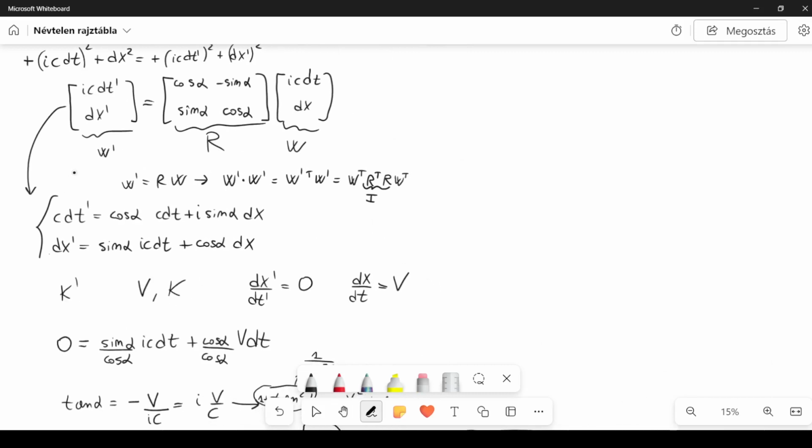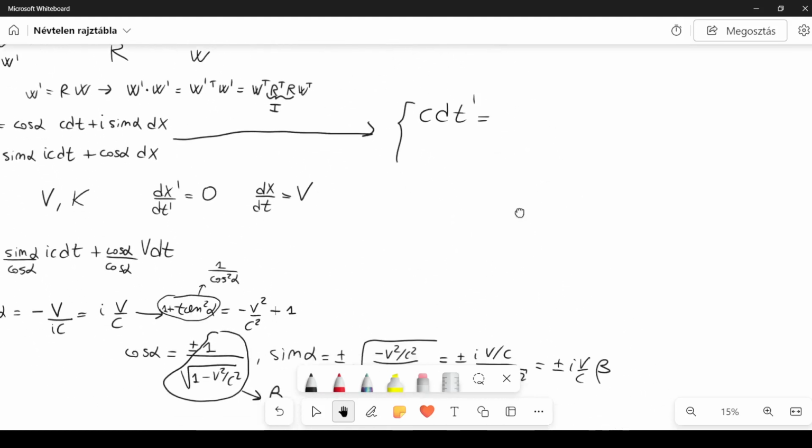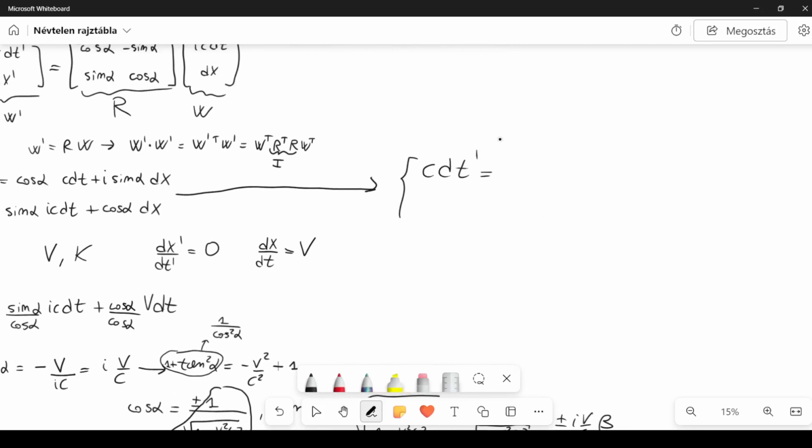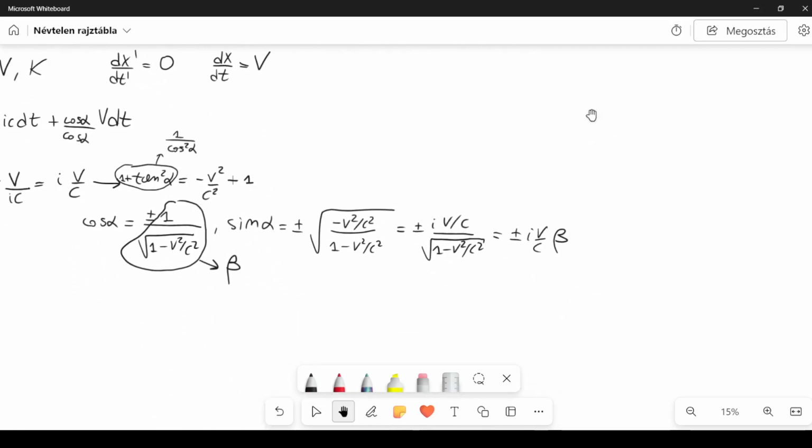Now, if we go back to these equations for a generic object, we can write this as c dt prime equal to, now the cosine of alpha, we said that it's plus or minus beta. So we have plus or minus beta, and then we have c dt, and then we have an I. So you can see that when we multiply sine alpha by I, this is going to be a real quantity because we have I here as well.